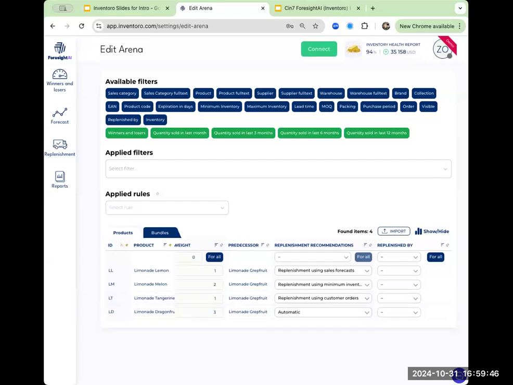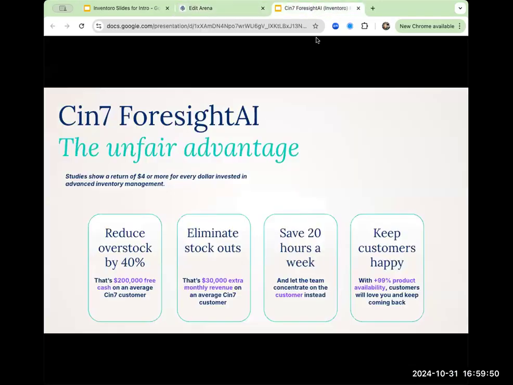With that, that's pretty much a lot of what I have today. Essentially, we're back at the beginning. And if there's anything I can leave you with, let me leave you with this. Foresight AI's advanced forecasting empowers businesses with affordable, intuitive tools to unlock efficiency, free up inventory capital, and never miss a sale.